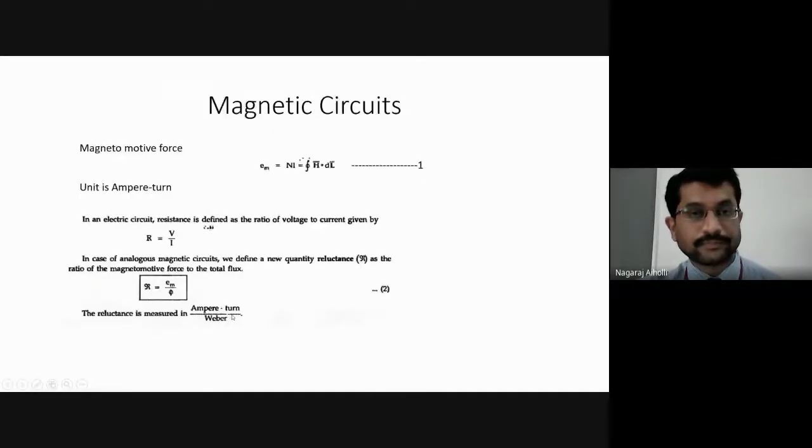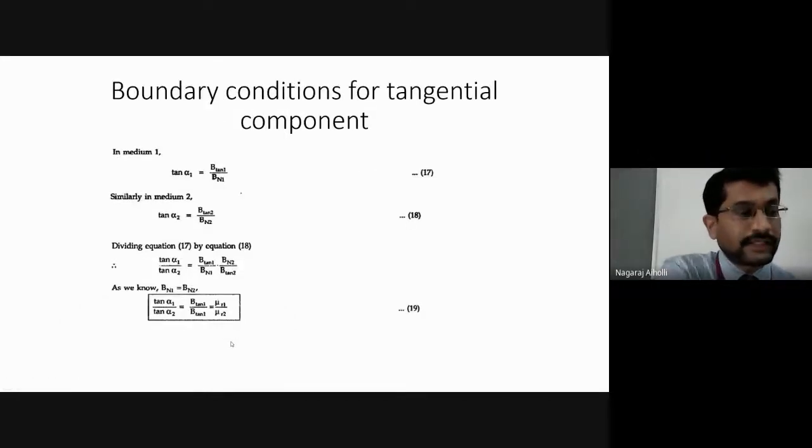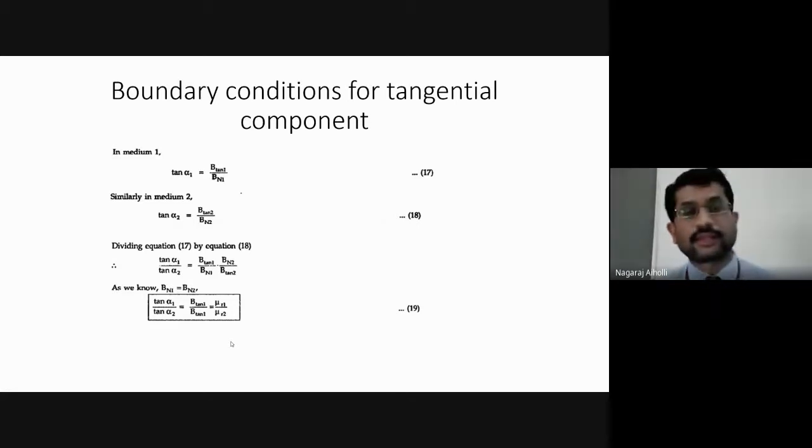Okay. So this is about the boundary conditions, students. Any difficulty here, students, up till now? Any difficulty up till now?